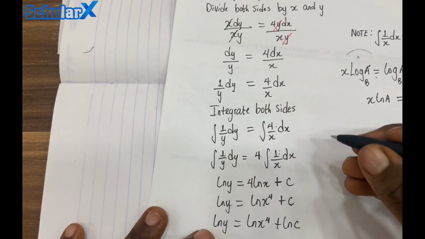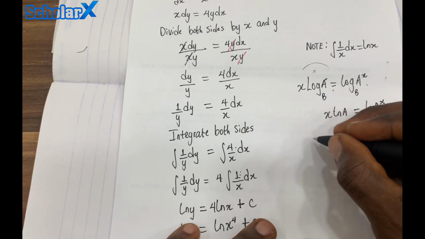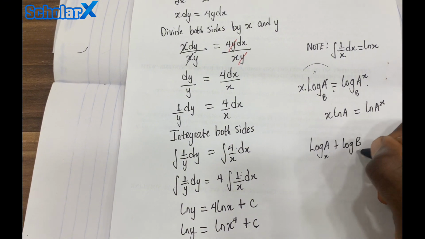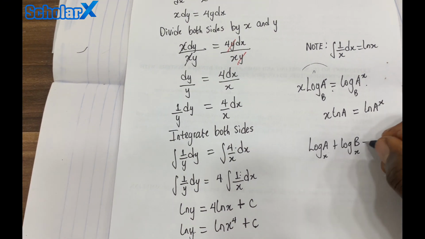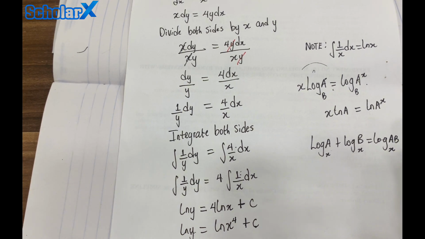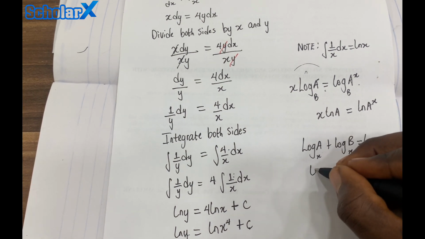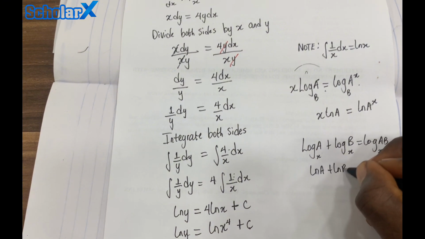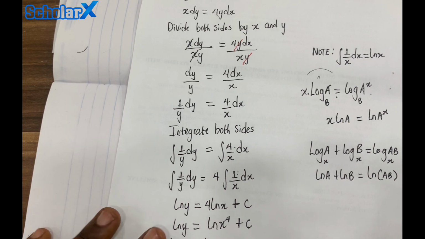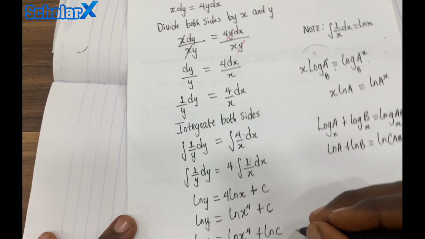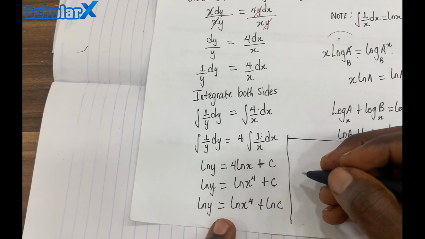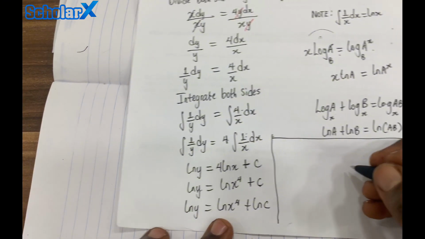Now, according to the law of logarithm, if you have log a base x plus log b base x, because they have the same base, they come together and become log ab. That means you multiply them together and give them a common base. What I'm trying to say is, if you have ln A plus ln B, you can write it as ln AB, according to the law of logarithm.